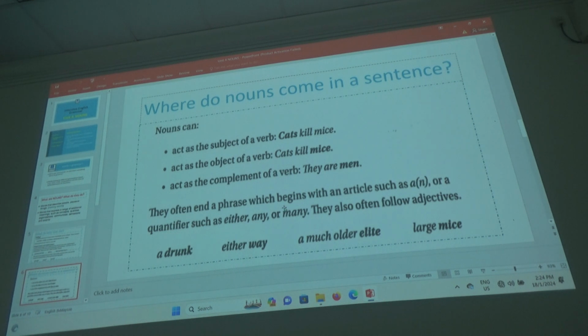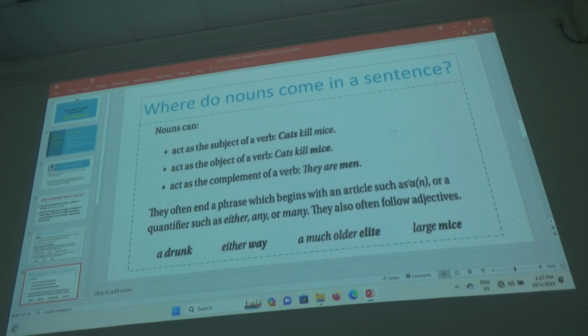We often end a phrase which begins with an article such as a or an, or a quantifier such as either, any, or many. All these are quantities. That's why we call them quantifiers. Alright? They also often follow adjectives. Remember a, an, and the. Alright? They are articles, but articles are also coming under adjectives. Is that clear? That's why I think last semester we learned article, adjective. Alright? And the. They are kind of adjectives, but they have a special name called article.